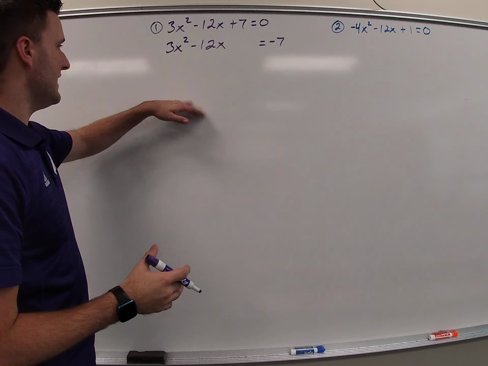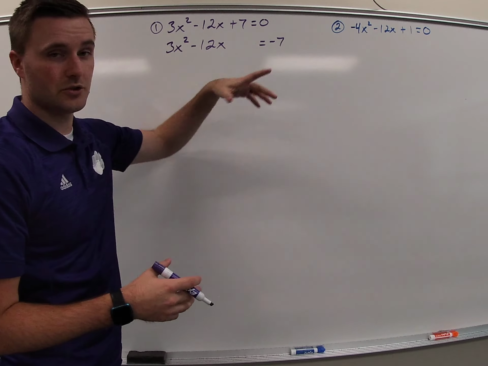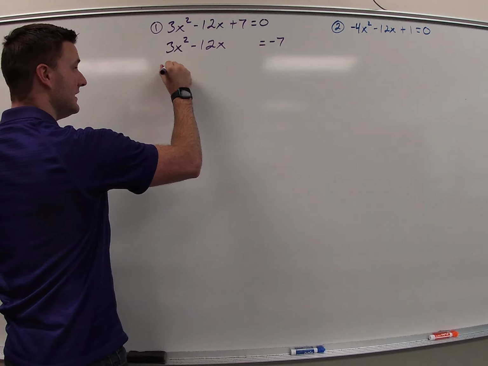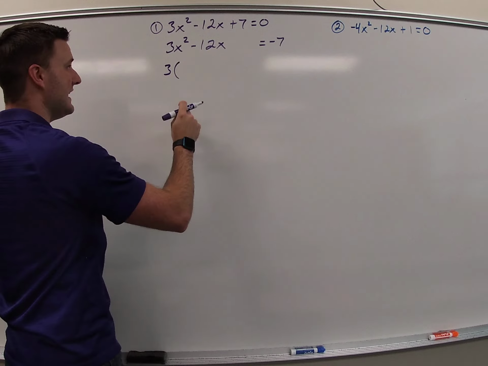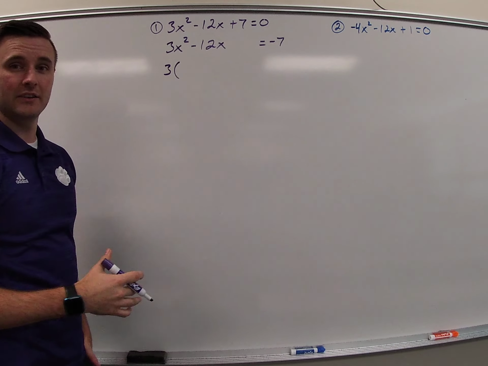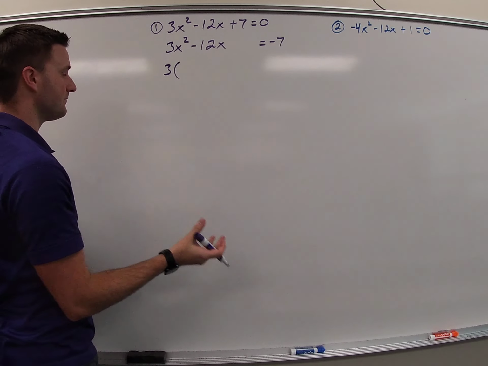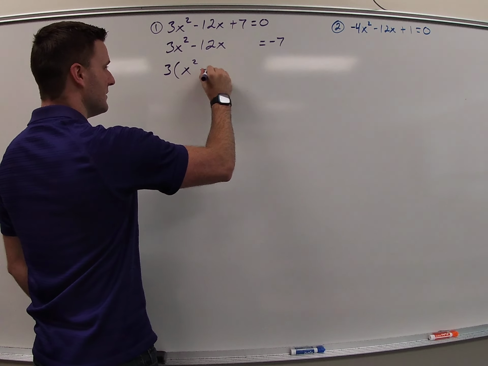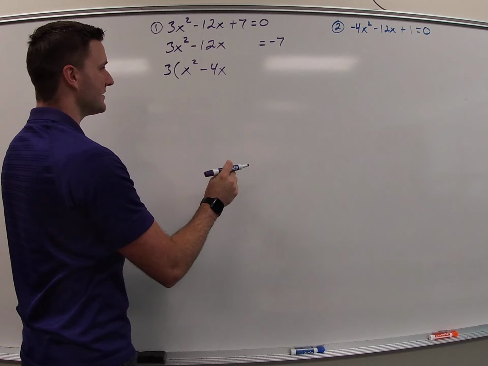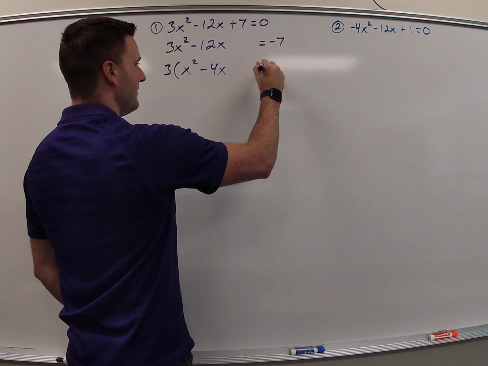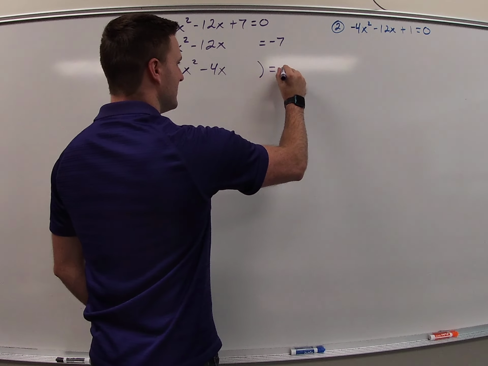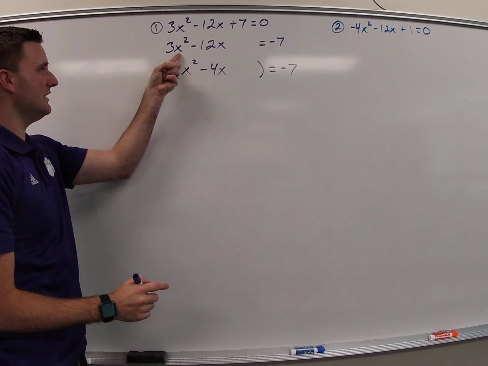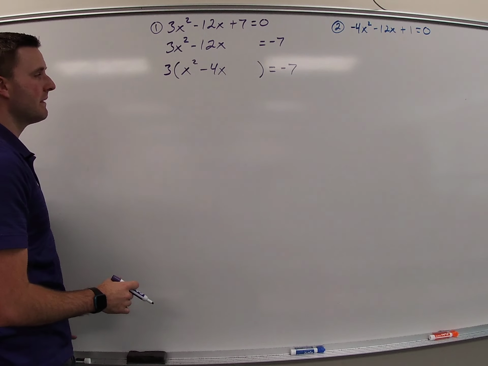What is different is that originally we would then divide every single term by a. Well, instead of dividing by a, we're going to factor out a. So I'm going to factor a out from these two terms on the left side of the equal sign. When I factor that 3 out, I'm left with x squared minus 4x. And now we have that space, and this is still equal to -7. So I divided each term by 3, and this is what I have left over.